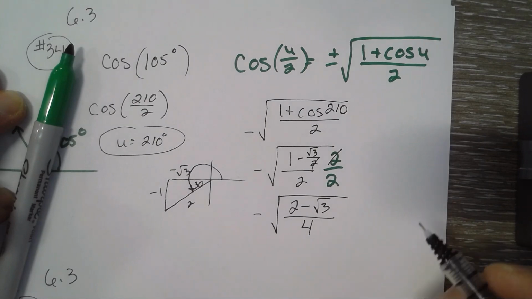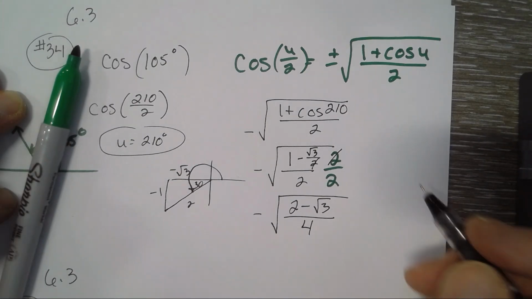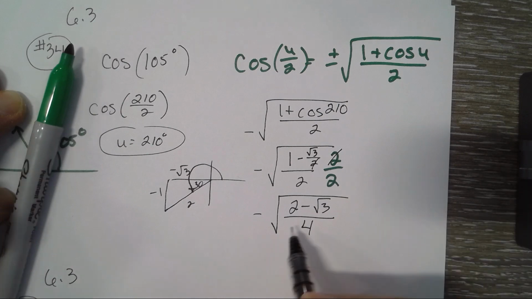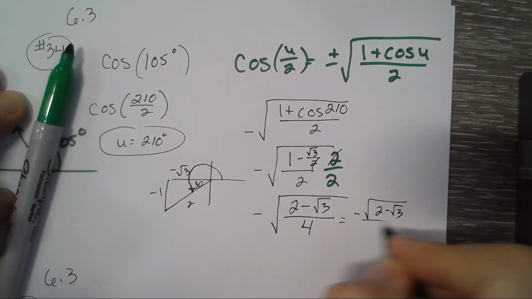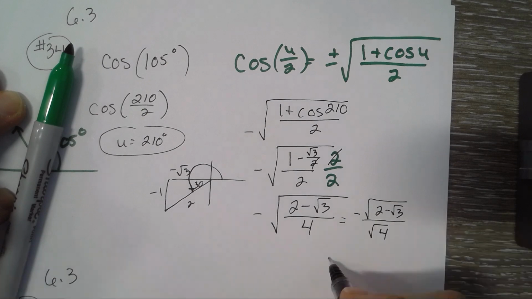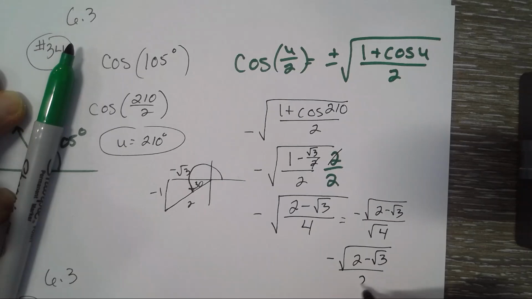And then the last thing, since this can be written as the square root over the square root of 4, we know the square root of 4 is 2. So I have negative square root of 2 minus the square root of 3, over 2, would be our final answer.